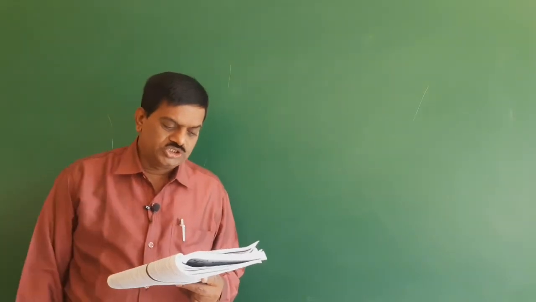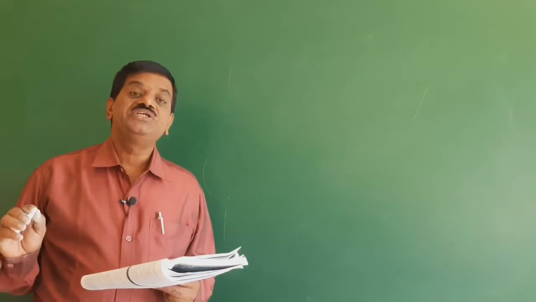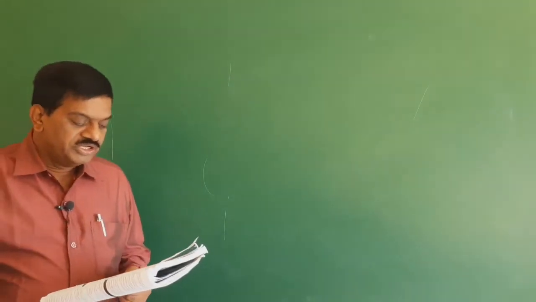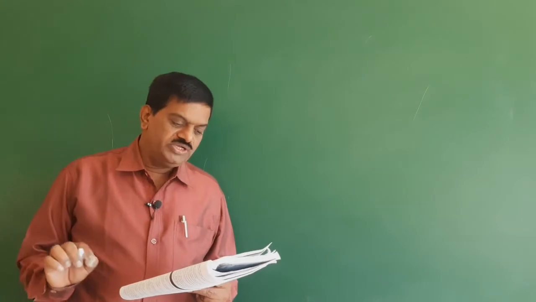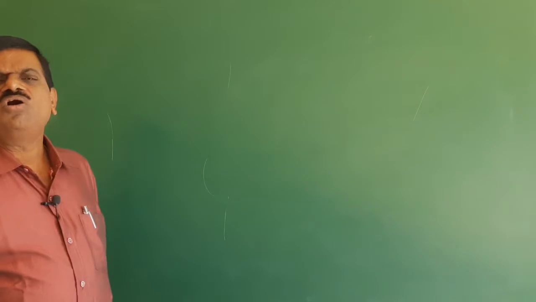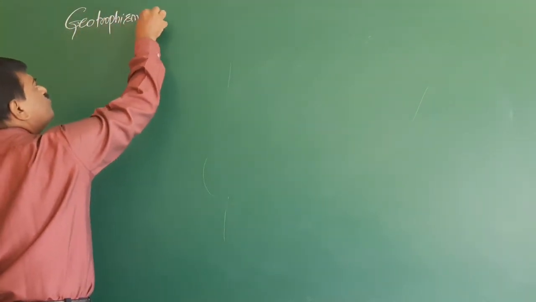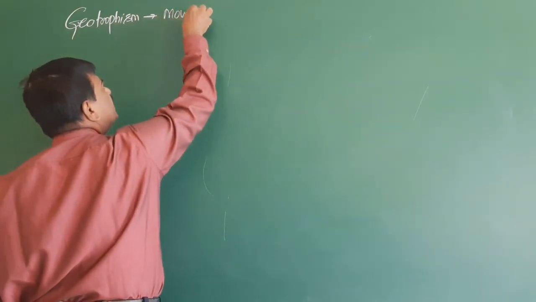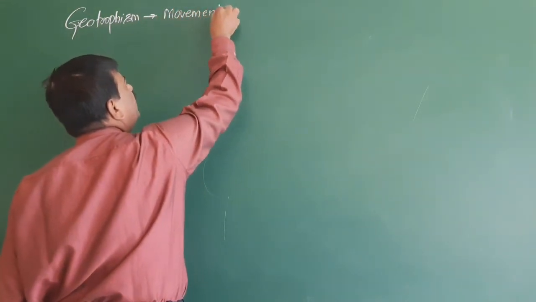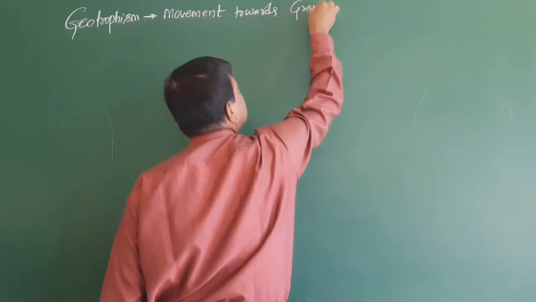Which roots among the following grow against gravitational force? So here the roots which of the following grow against the gravitational force. So we know that all the roots move towards gravity. So that is called as geotropism. So the meaning of geotropism, movement towards gravity. This is called as geotropism.